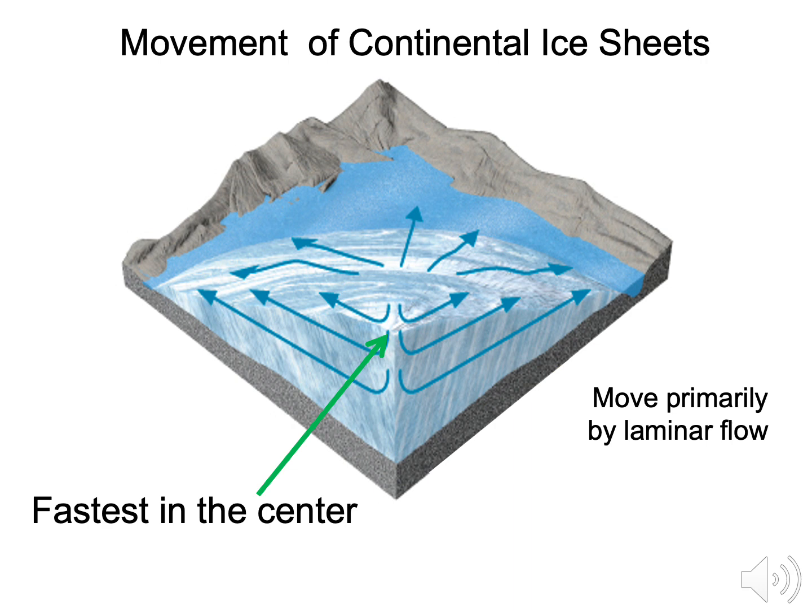With continental ice sheets, these tend to primarily move under laminar flow. With the continental ice sheets, they are thickest in the center of the continent, and that's also where they're fastest as well. So they're fastest at the surface, and the velocity slows down towards the sides. But overall, with continental ice sheets, we see that the majority of the movement is driven primarily by laminar flow.